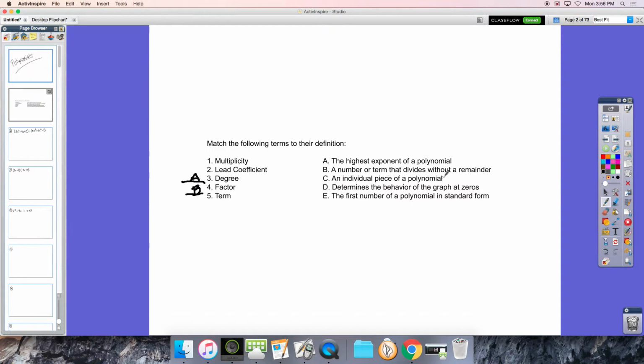An individual piece of a polynomial would be the number of terms there are. What determines the behavior of the graph at the zeros would be your multiplicity. And then the first number of a polynomial in standard form is your lead coefficient.